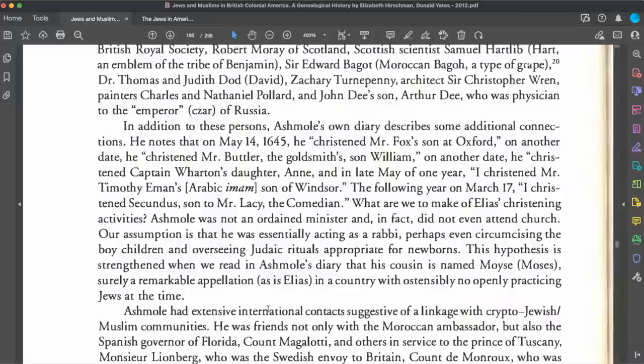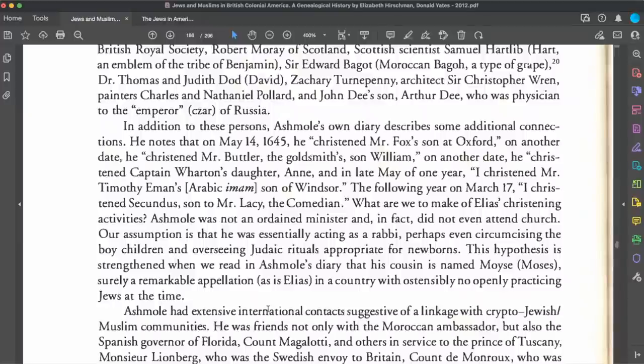Ashmole was not an ordained minister, and in fact did not even attend church. He wasn't even a pastor. Why was he christening these people? This is deep. But in secret circles, he had probably a lot of degrees, right? He had a lot of rank. He didn't even go to church.